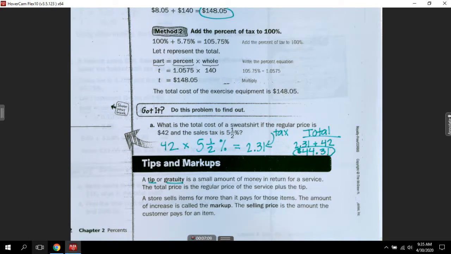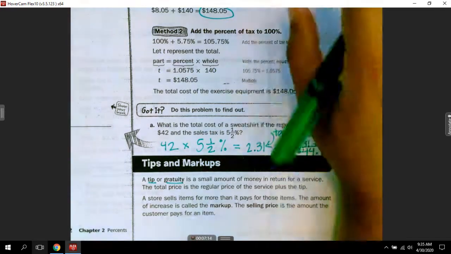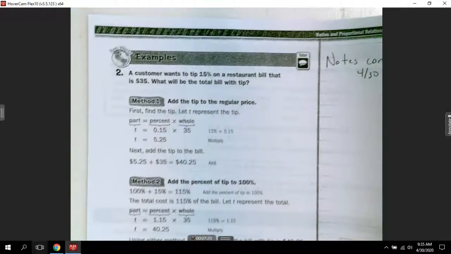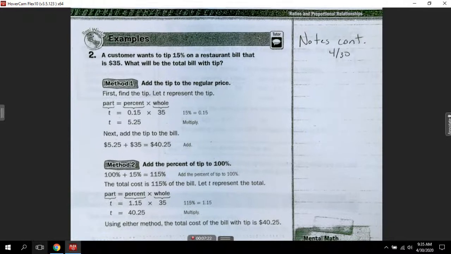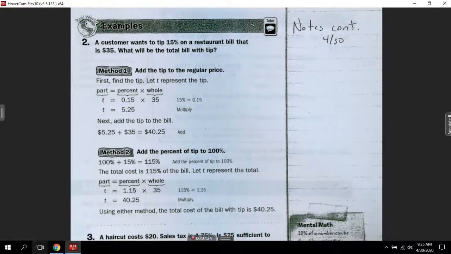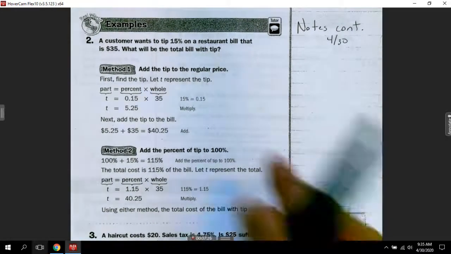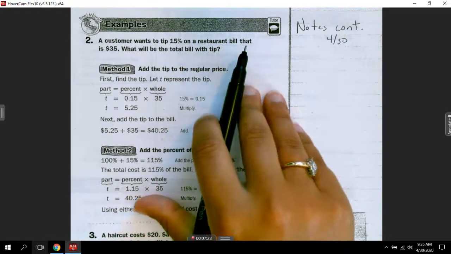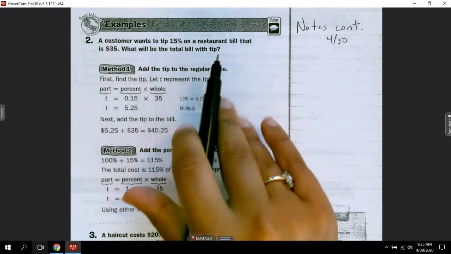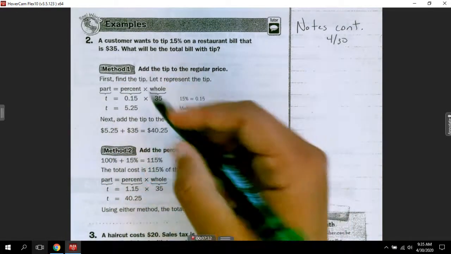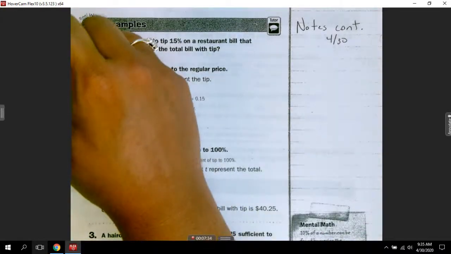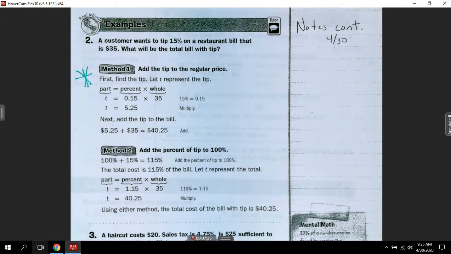So your selling price, you're trying to find out, okay, what is the customer going to have to pay for it? Okay. The steps stay the same as tax. You just basically have different words, different meanings. Okay. So example 2, it says a customer wants to tip 15% on a restaurant bill. That is $35. What would the total bill be? Okay, so again, we've got method 1 and method 2. Method 1 is what I'm going to prefer. Okay.